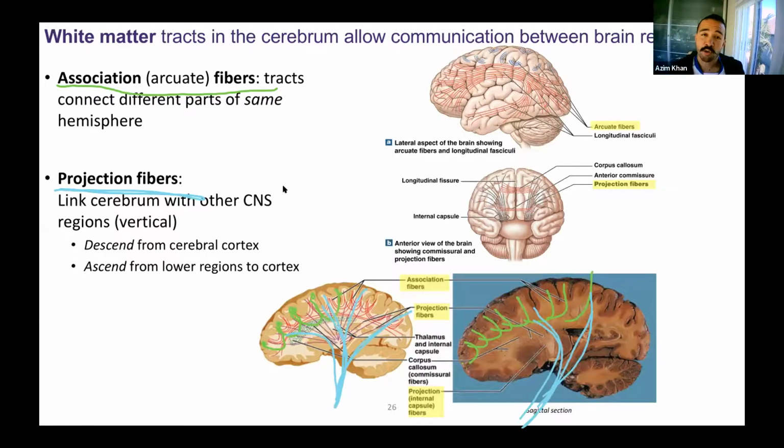We use technical terms for up and down when we're talking about movement of axons, movement of information. To go down from the cerebral cortex to other areas, we say that we're descending. So there are descending tracts. To say that we're going up, say we're sensing something in our hand, and that information goes up to our brain, that information is ascending. Descending is going down from the brain, usually for motor control or efferent control. Ascending is sensory, afferent input.